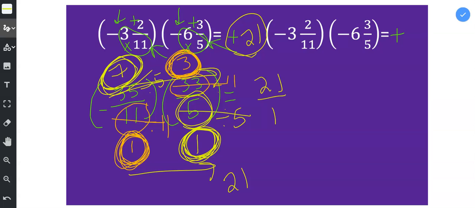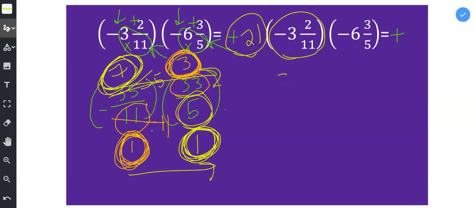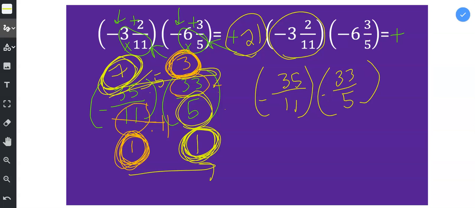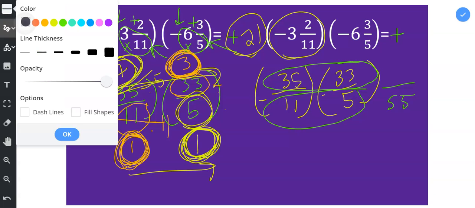And then I'm going to erase some of my work so that I can make room for the other way of doing this. So I'm not going to walk you through changing this to an improper fraction again. We already did that. We got 35 elevenths. And we already changed this one to 33 fifths. So now let me show you what it would look like if you just multiplied right away. So 11 times 5, that's simple, it's 55. But 35 times 33 is a little bit more work.